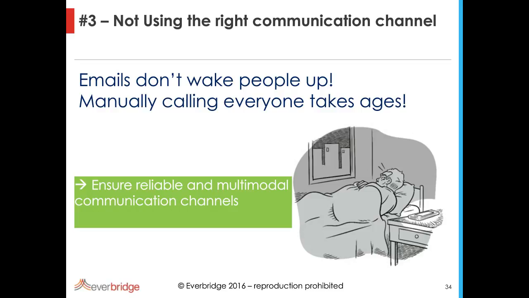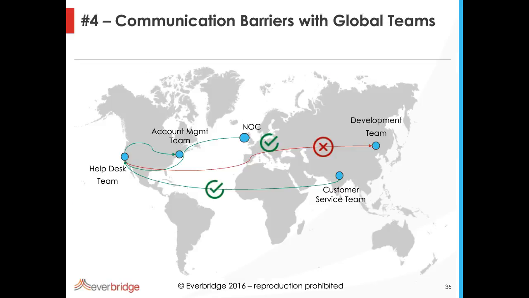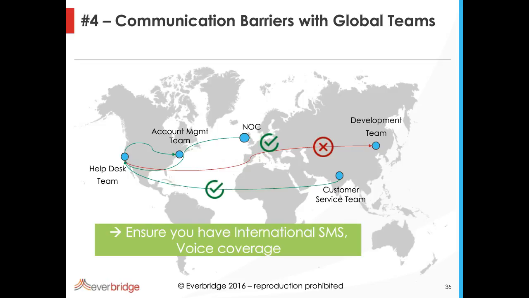Number 4, and Brandon talked about that earlier, when you have distributed teams, and not only for the IT support team, but also for your NOC, for your development teams, for your customer service teams, and so on and so forth, make sure that we are all on the same page when it comes to communication. And calling people in different countries in the middle of the night can be very challenging. So make sure that you have global coverage. You have global coverage for international SMS, voice coverage, and so on and so forth. So make sure that you've tested the system before.